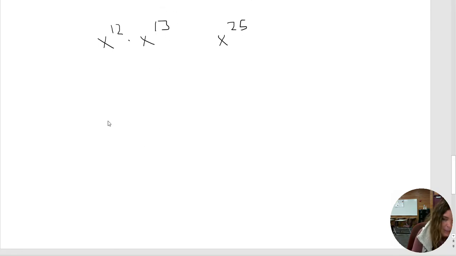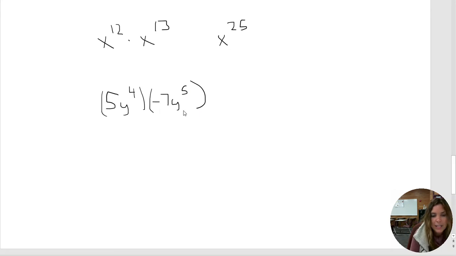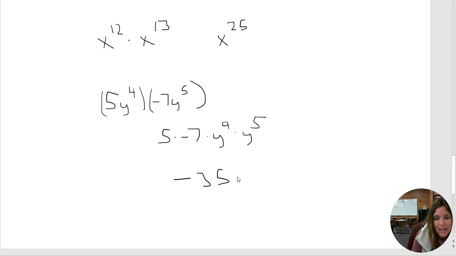Okay, and then number 7, we have 5y to the 4th, and then we are multiplying by negative 7y to the 5th. So these two are being multiplied together. Think about this as 5 times negative 7 and y to the 4th times y to the 5th. So that would be a negative 35y to the 9th.